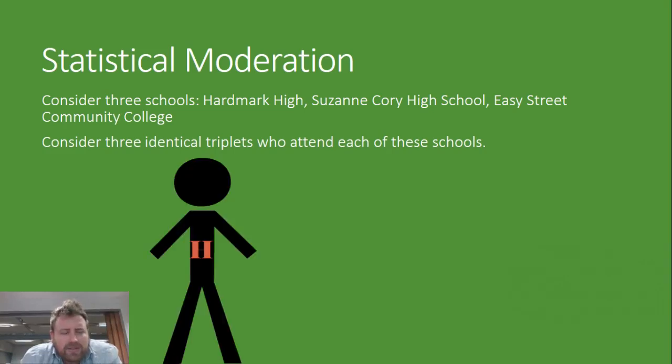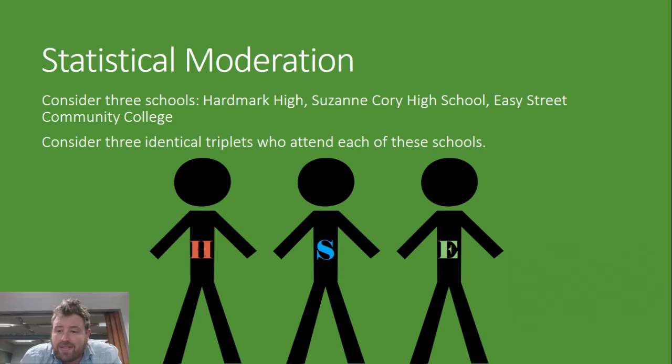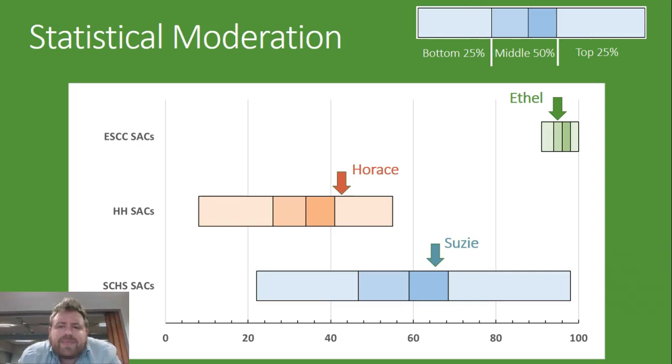Okay. So we're going to consider our 3 identical triplets. We've got Horace, Susie, and Ethel. Horace goes to Hardmark, Susie goes to Suzanne Corey, and Ethel goes to Easy Street. People say they look similar, but they can't see the resemblance. So our 3 triplets are going to go to these 3 schools, and they're going to get some grades. And here's the distribution of SAC scores at their schools in a particular subject. Let's say this is their English class. Ethel, who goes to Easy Street, is getting like 95% on all her SACs. She's doing really well. Although on the other hand, she's a little bit below the average for her school.